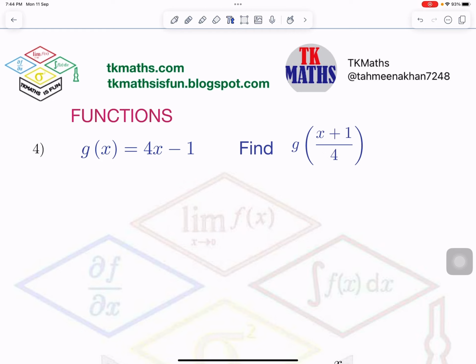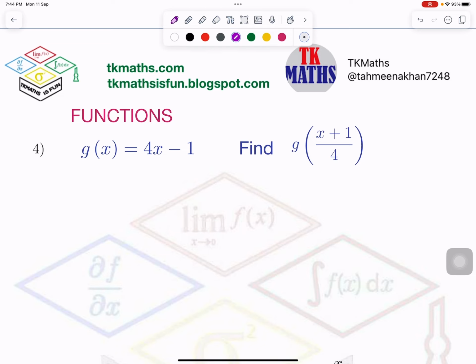Today's video is the continuation of the previous video on functions in which we solved the three questions. We started with the basic level and now we are going towards advanced level of the questions. So this is from the syllabus of year 11 of different boards. So let's continue with this question now.